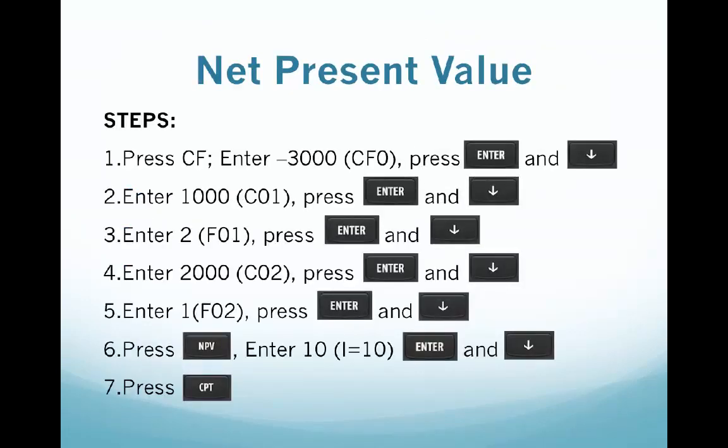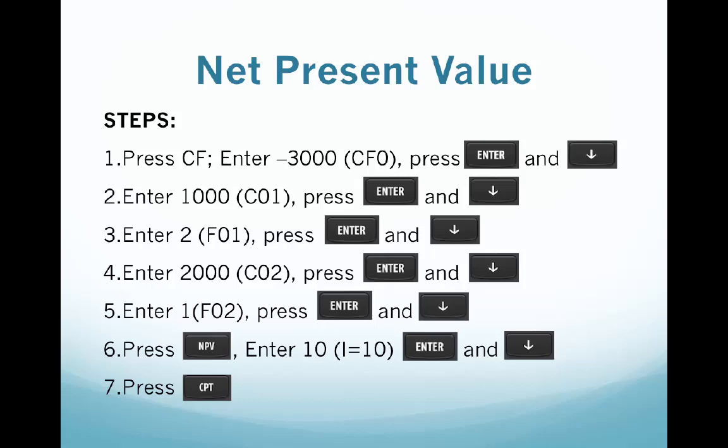To find the net present value, or NPV, use these simple steps. First, press the CF key and enter 3000 followed by negative sign as your CF0 value and press enter and the down arrow. Second, enter 1000 as your first year cash inflow, press enter and the down arrow. Third, enter 2 for frequency and press enter and the down arrow. Fourth, enter 2000 as your second cash inflow, press enter and down arrow. Fifth, enter 1 for frequency F02 and press enter and down arrow.